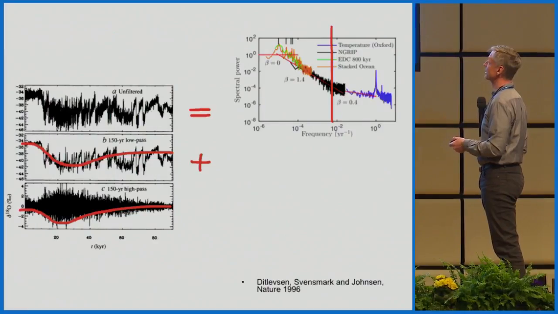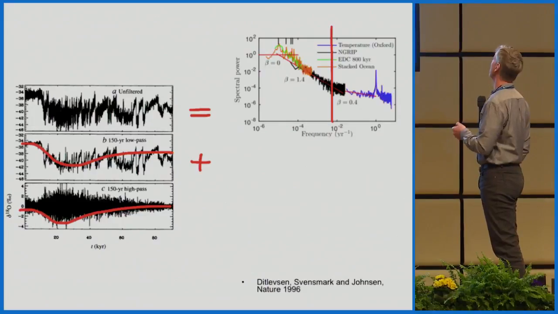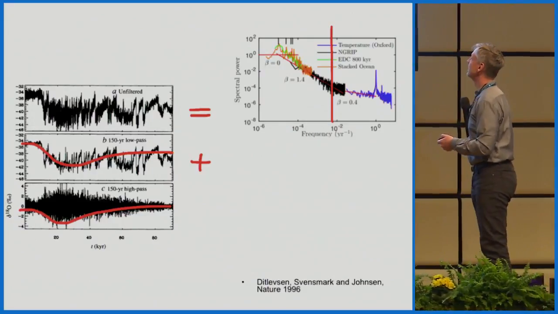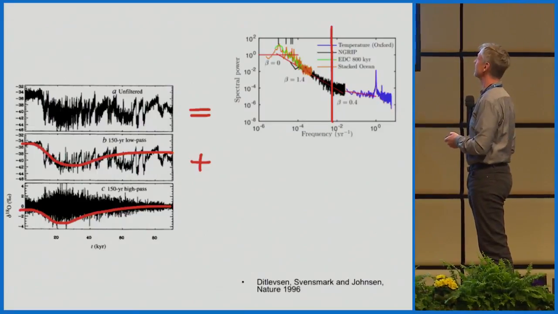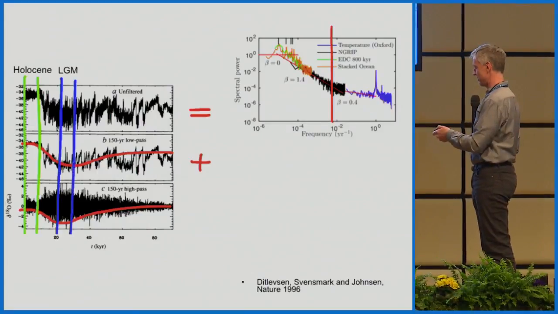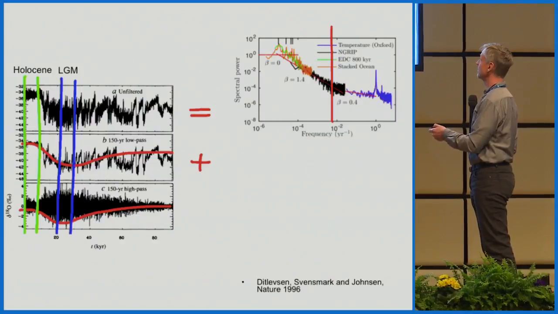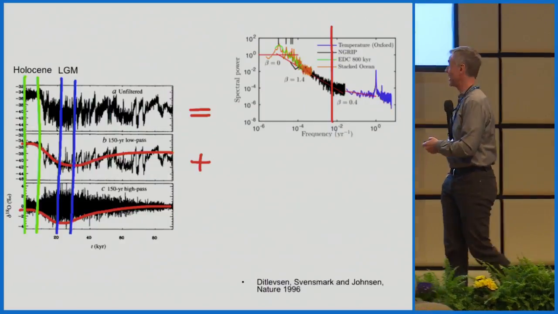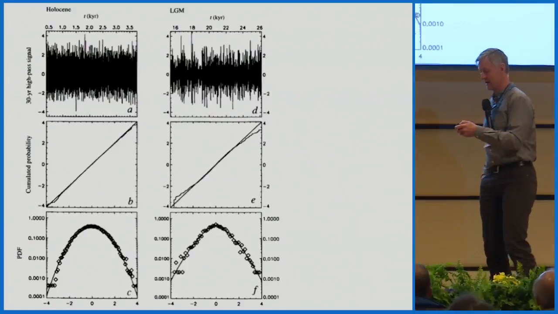So somehow the climate state here is different from the climate state over here, as we also saw in the spectra. So let's just look at that in a little more detail by chopping out the Holocene record. This is this part where the noise is sort of stationary here, and the last glacial maximum, which is a period here where this noise is sort of stationary as well. So let's look at that in a little more detail up here.